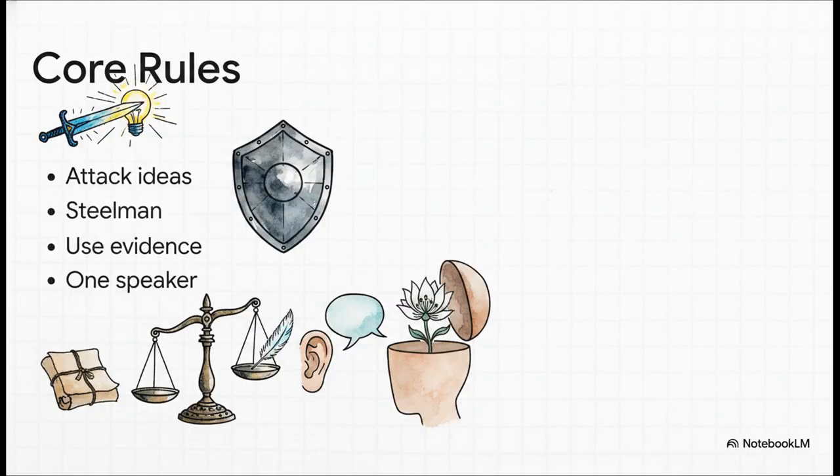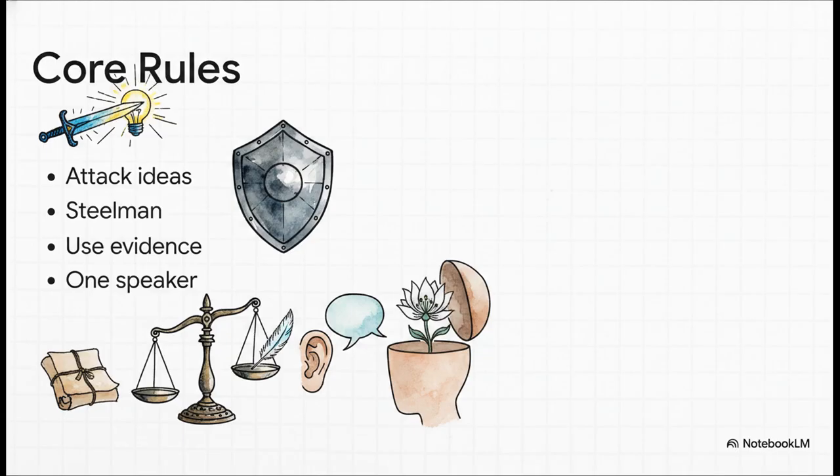Let's quickly run through the core rules of engagement here. 1. Attack ideas, never people. No going after someone's character. 2. Steelman before critique, exactly like we just discussed. 3. Evidence over emotion. Your claims demand textual, historical, or empirical evidence, not just emotional confidence.